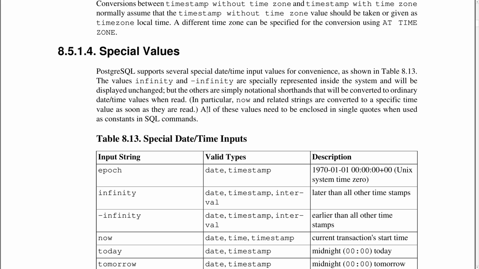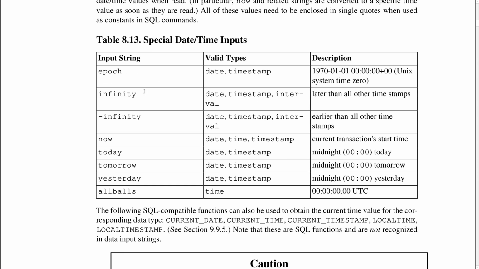So there are several special values. The values infinity and minus infinity are specially represented inside the system and will be displayed unchanged. But the others are simply notational shorthands that will be converted to ordinary date time values when read. In particular, now and related strings are converted to a specific time value as soon as they are read. All of these values need to be included in single quotes when used as constants in a SQL command.